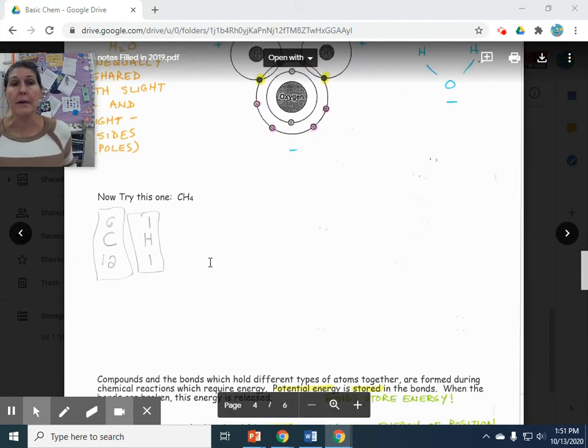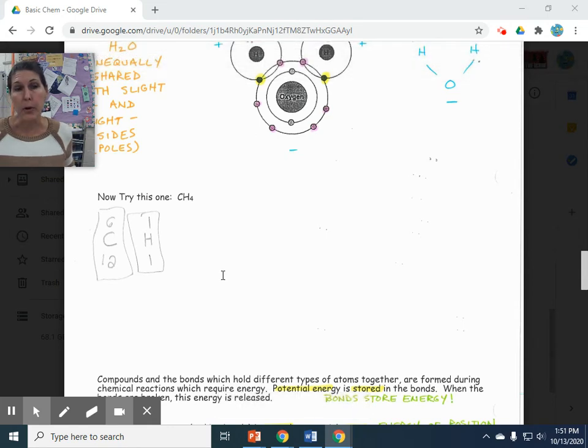You can also try it with methane. Methane is actually a non-polar covalent. Carbon is in the middle, and we have 4 hydrogens all the way around the side. We'll actually see that when we get to organic chemistry.